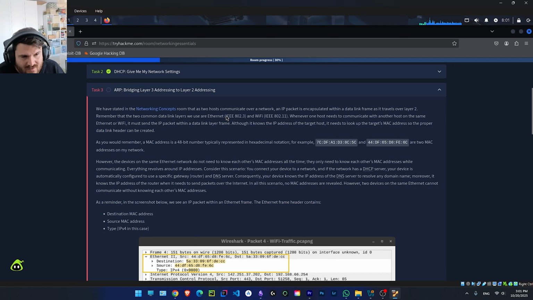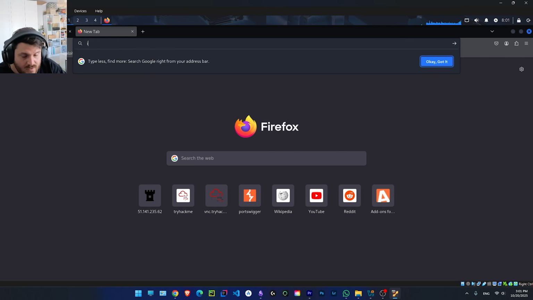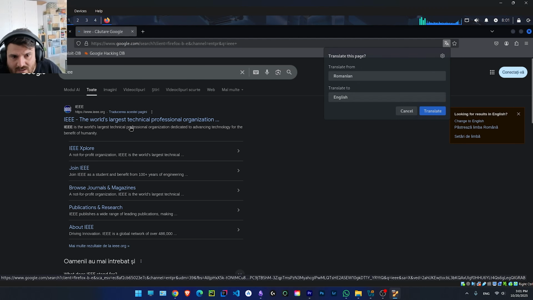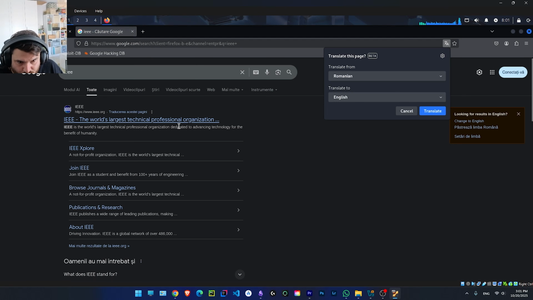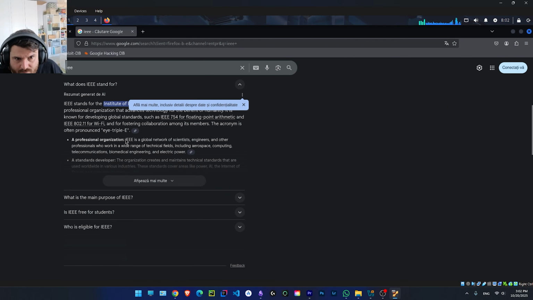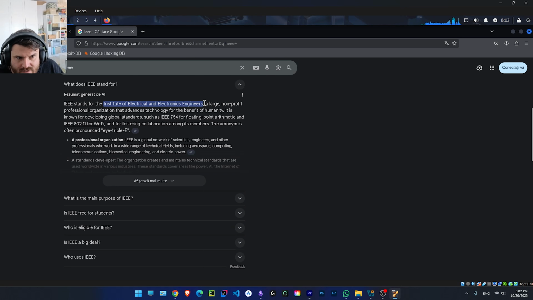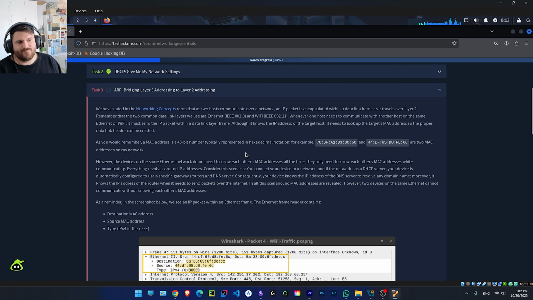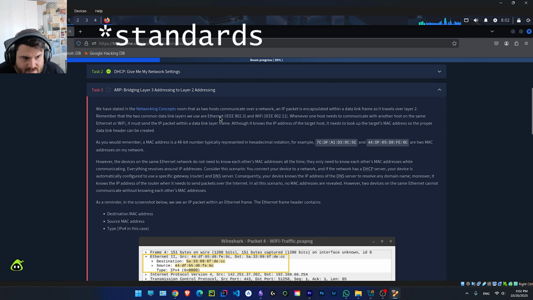Here we see the Institute of Electrical Engineers. Actually, I don't know why I'm trying to remember that, because from just a simple search we can find out it's the Institute of Electrical and Electronics Engineers. That's the meaning of this one, that establishes the protocols: Ethernet under 802.3 and Wi-Fi under 802.11.